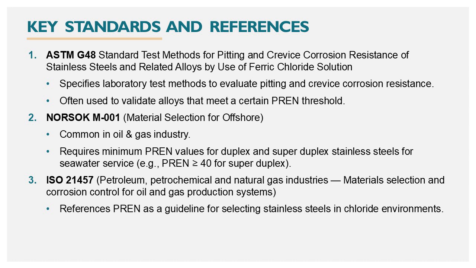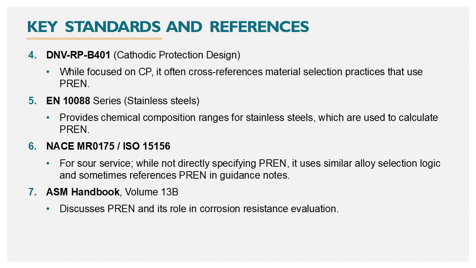Standards and references. Number 3 is ISO 21457, Petroleum, Petrochemical and Natural Gas Industries, Material Selection and Corrosion Control for Oil and Gas Production Systems. It references PREN as a guideline for selecting stainless steels in chloride environments. Standards and references. Number 4 is DNV RP B401, Cathodic Protection Design. While focused on CP, it often cross-references material selection practices that use PREN.